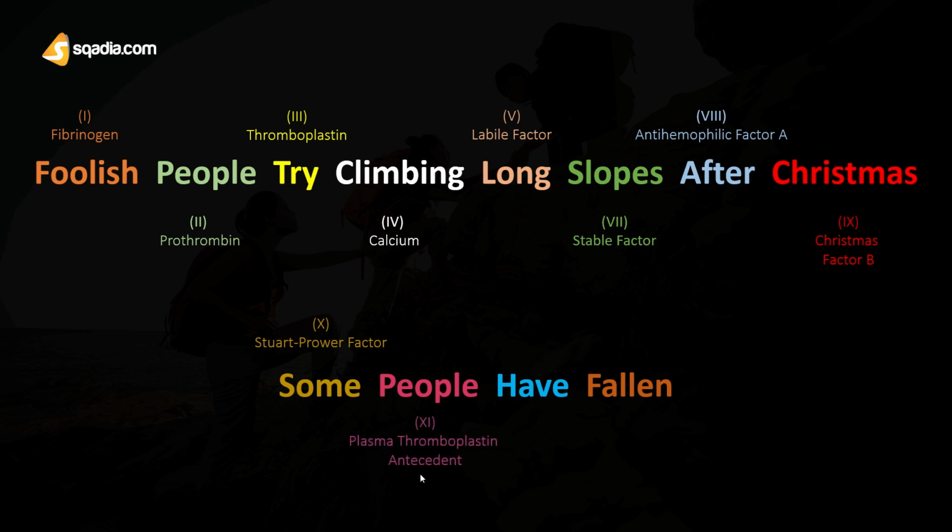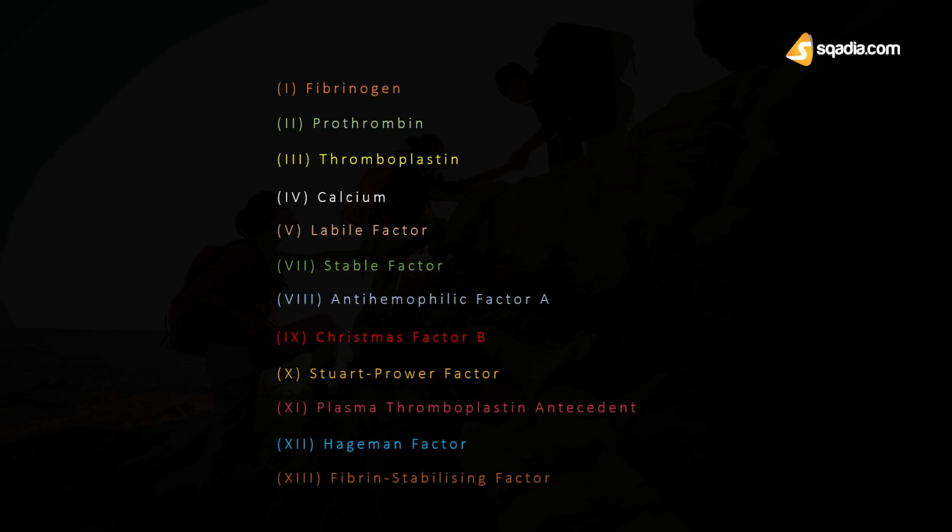P for factor 11, or plasma thromboplastin antecedent, also known as hemophilia C. H for factor 12, or Hageman factor, and lastly, this F is for factor 13, which is the fibrin stabilizing factor. Thank you, Dr. B. So, what did we learn with him? Repeat after me.